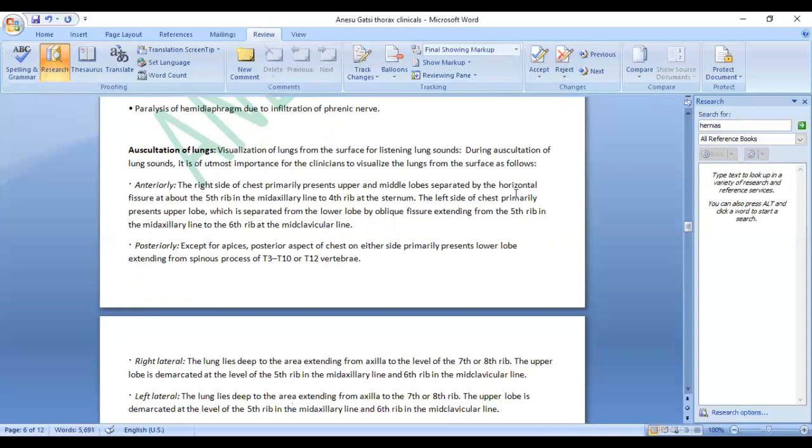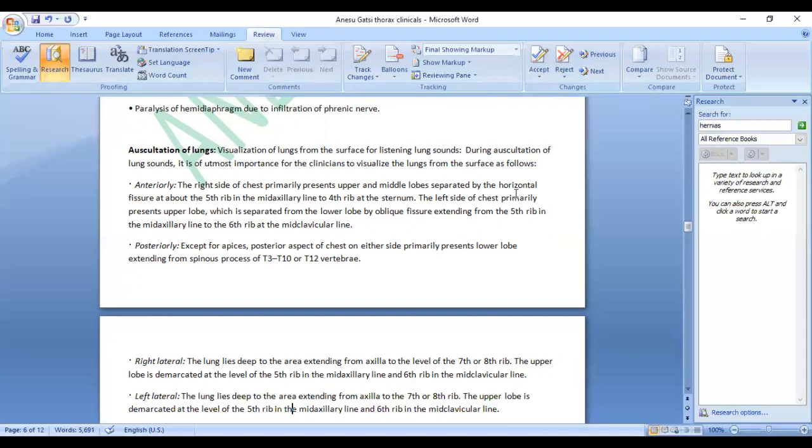Then the right lateral, the lung lies deep to the area extending from the axilla to the level of the 7th or 8th rib. Then on the left lateral, the lung lies deep to the area extending from the axilla to the 7th or 8th rib. The upper lobe is demarcated at the level of the 5th rib in the mid-axillary line and the 6th rib in the mid-clavicular line.